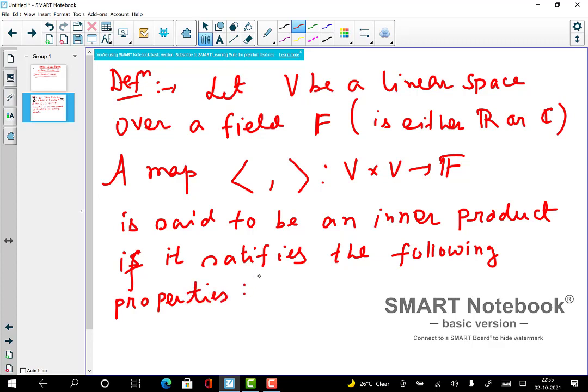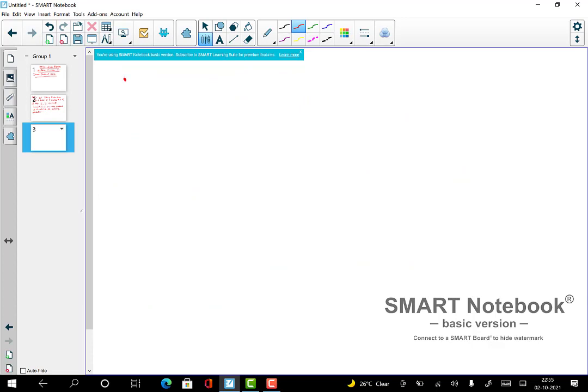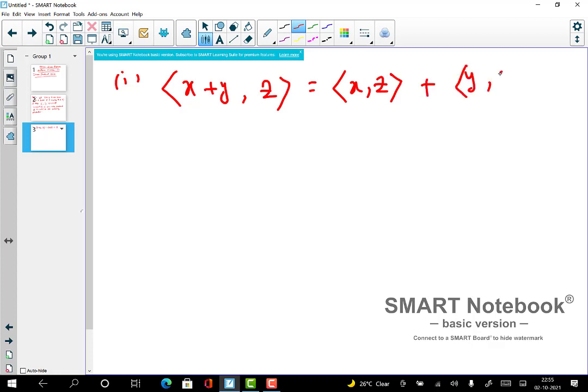Okay. So what are the properties? So the property number one. So for any, okay, so let me write down that (x plus y, z) is always (x, z) plus (y, z), true for all x, y and z belonging to V. Okay. So what does that mean? That means this is additive in the first argument, or in the first component, whatever. So this kind of additive. Okay. This is property number one.